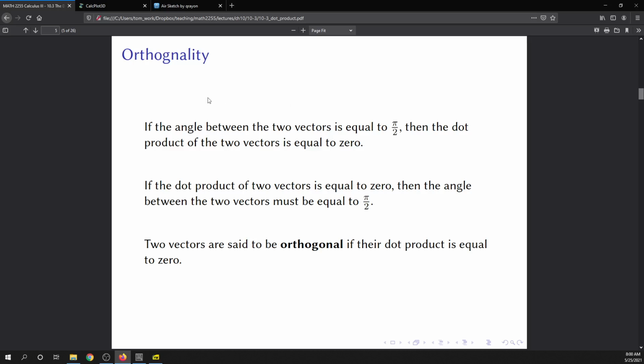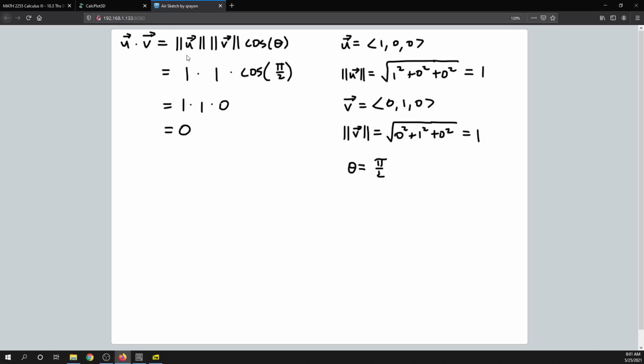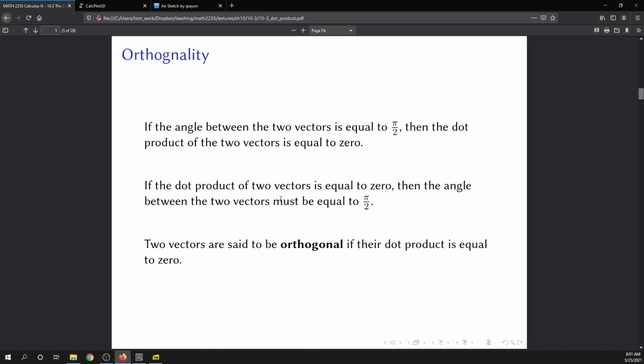Okay, so that leads us to a really important concept, and that is the concept of orthogonality. In general, if the angle between the two vectors is equal to pi over 2, then the dot product of the two vectors is going to be 0, just like we saw here. The magnitude of u could be whatever, the magnitude of v could be whatever, but if the angle between those two things is a 90-degree angle, a right angle, or pi over 2 radians, then the cosine of that is going to be equal to 0. And so the dot product will come out to be 0 in that case.